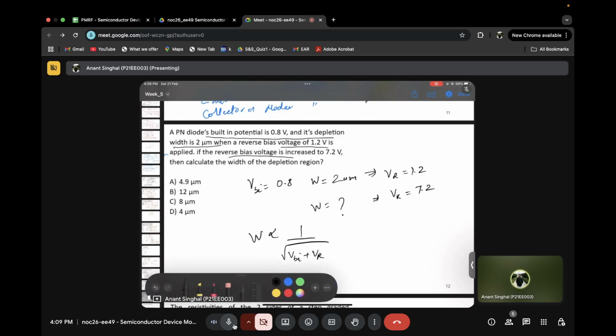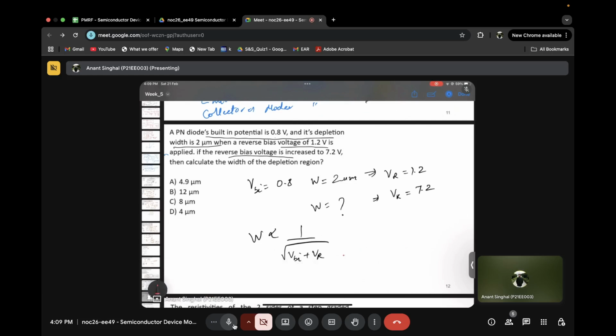So what can we do here? For the first case, it is 0.8. So W1 will be proportional to 1 by root of 0.8 plus 1.2. And W2 will be proportional to 1 by root of 0.8 plus 7.2. That means W1 by W2 will be nothing but under root 8 by under root 2, right?